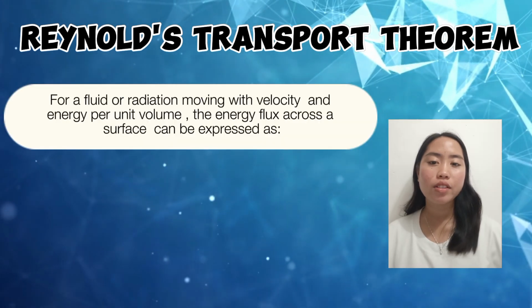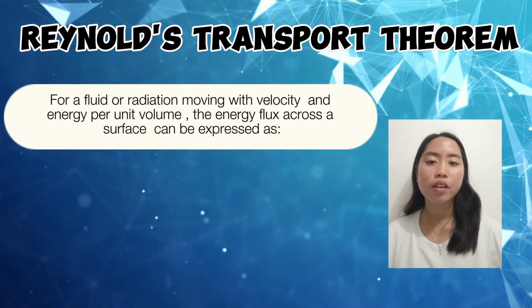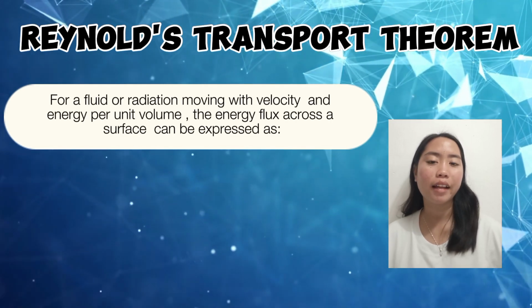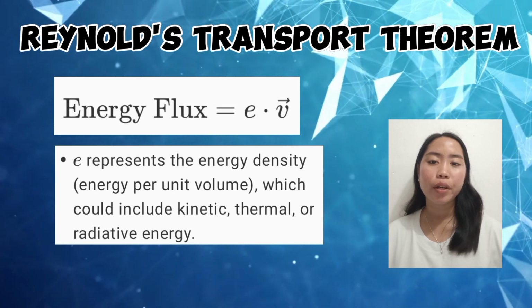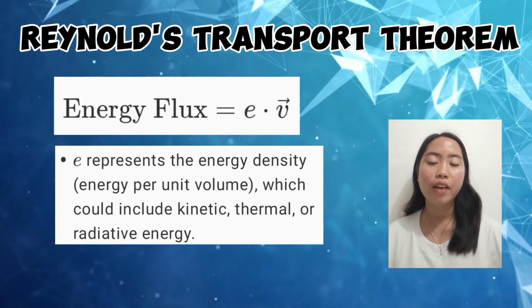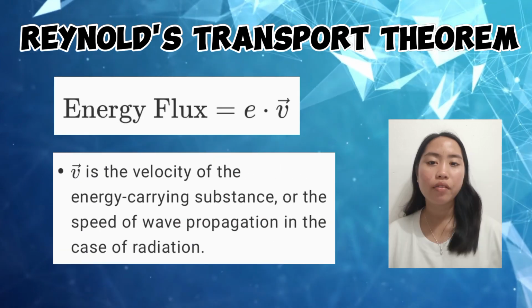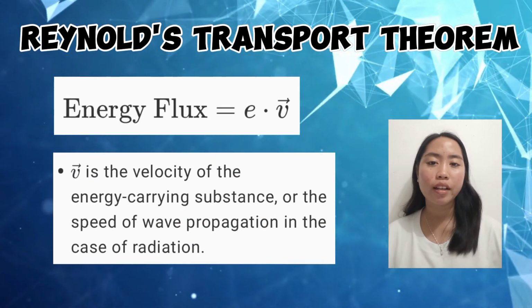For a fluid or radiation moving with velocity and energy per unit volume, the energy flux across a surface can be expressed as that. E represents the energy density, energy per unit volume, which could include kinetic, thermal, or radiative energy. V is the velocity of the energy-carrying substance, or the speed of wave propagation in the case of radiation.